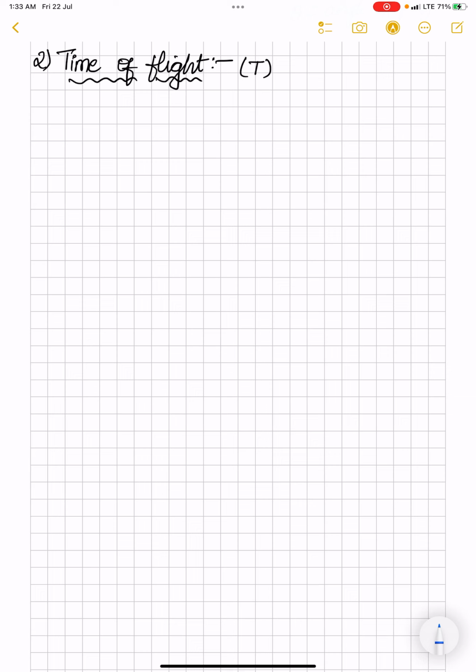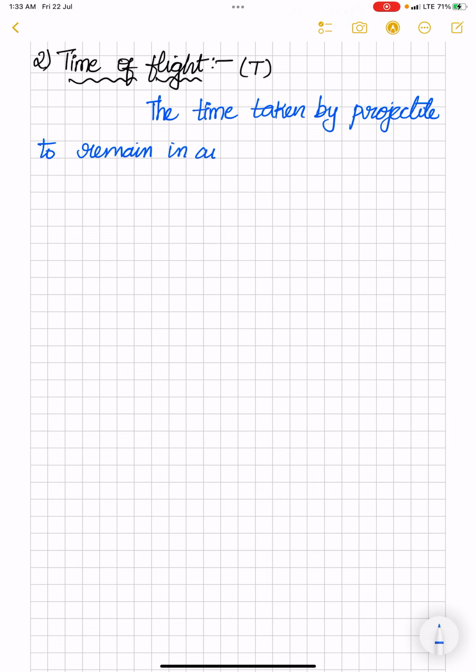So time of flight is nothing but the total time taken by the projectile to remain in air. That's it. So simply, if you want to say for what time the projectile is staying in the air, that is nothing but your time of flight.